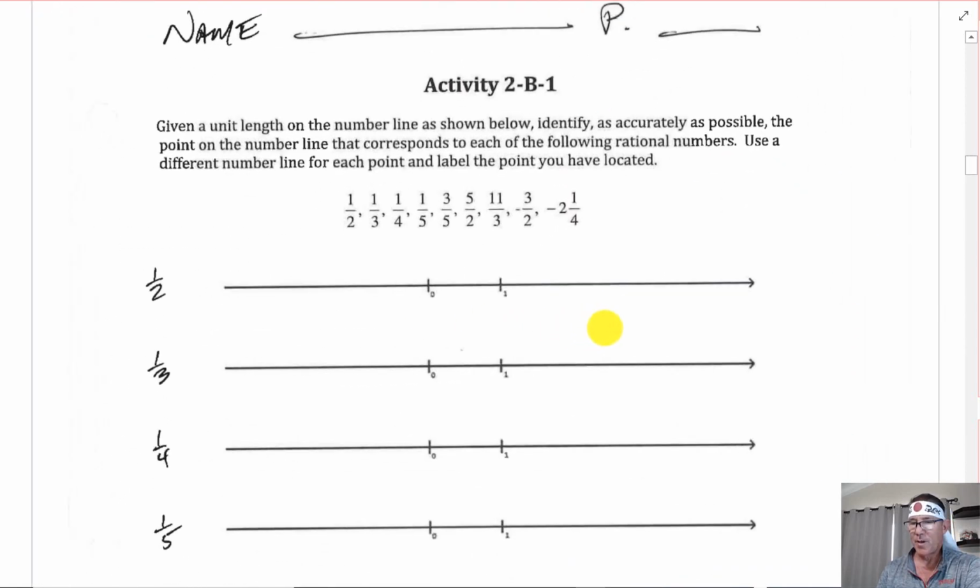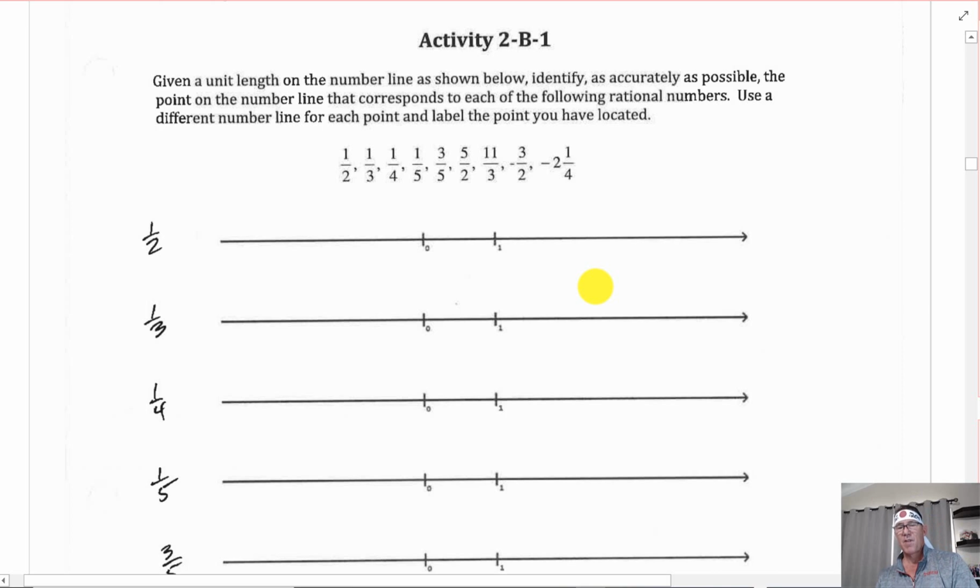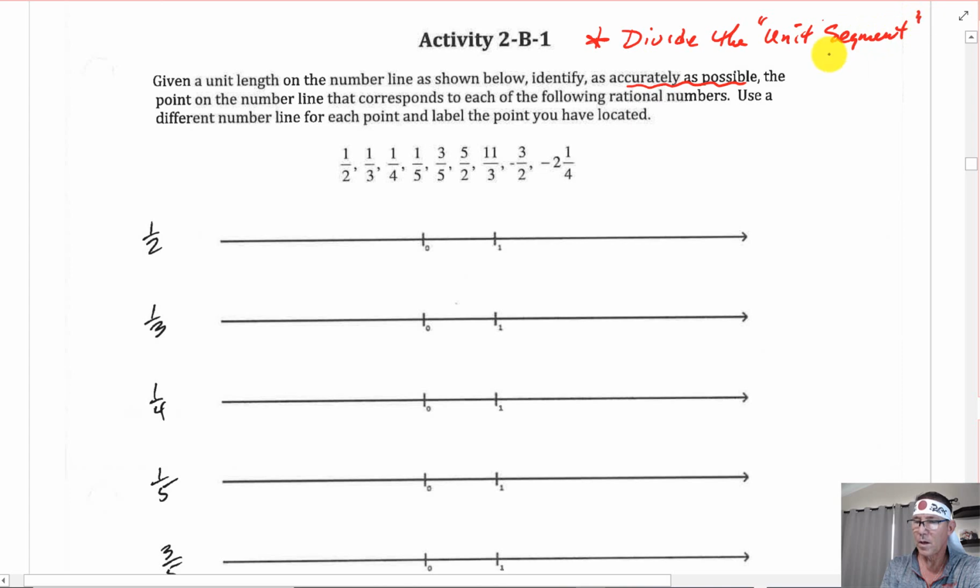Now, we're going to get right into 2b1 as well, because once you have rational numbers, the first thing before we construct them is to just locate them and be accurate on the number line. So when I say be as accurate as possible, I want you guys to divide the unit segment into equal parts to figure out where the fraction lies.